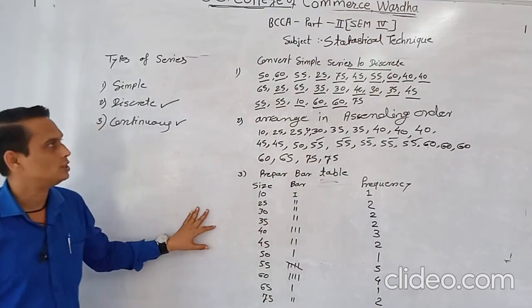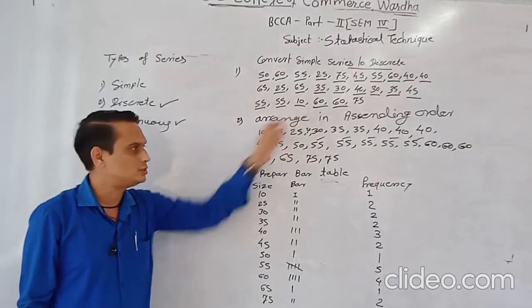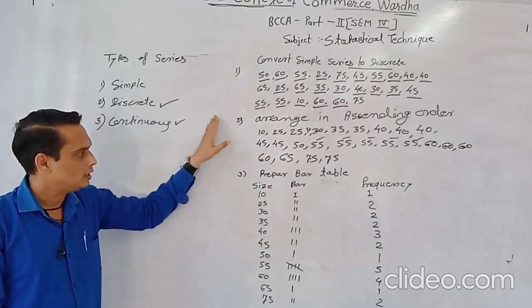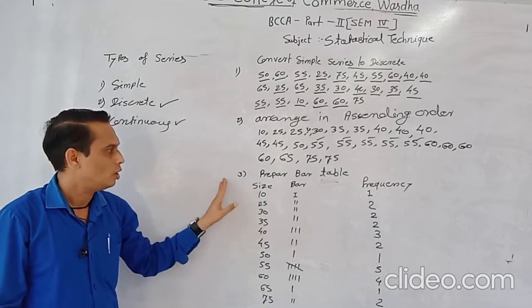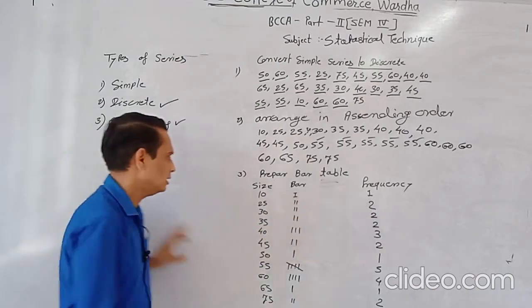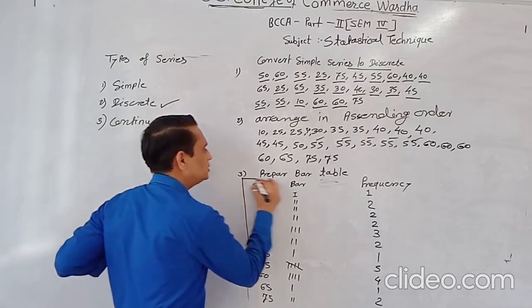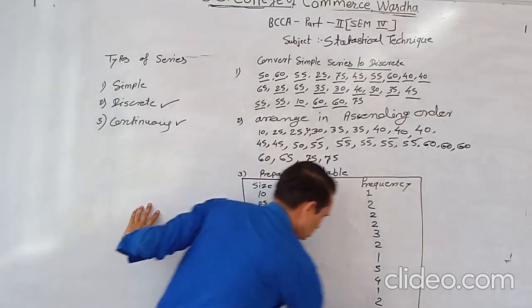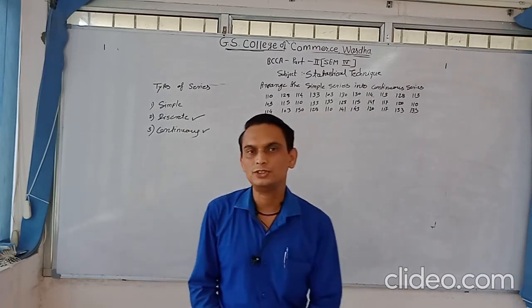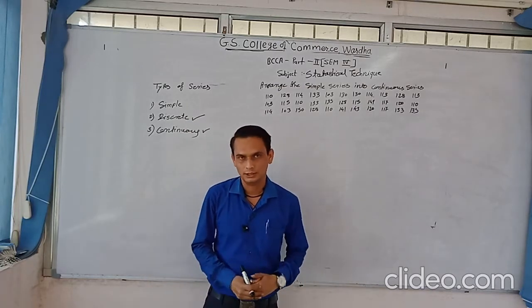So for the conversion from simple series to discrete series, we have to arrange the data in ascending order, then prepare a bar table. On the basis of the bar table, we get the frequency. Now we get a simple series converted into a discrete series. Next, we convert the simple series into a continuous series.